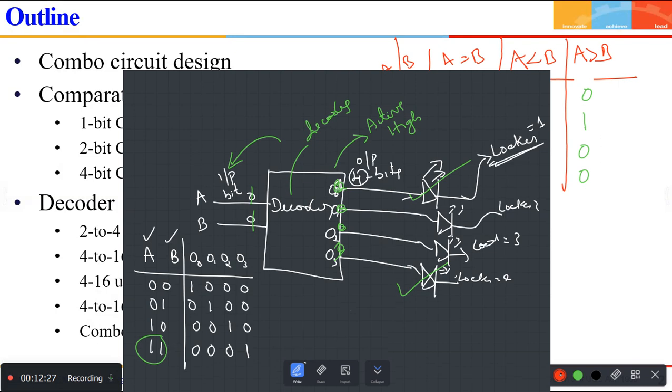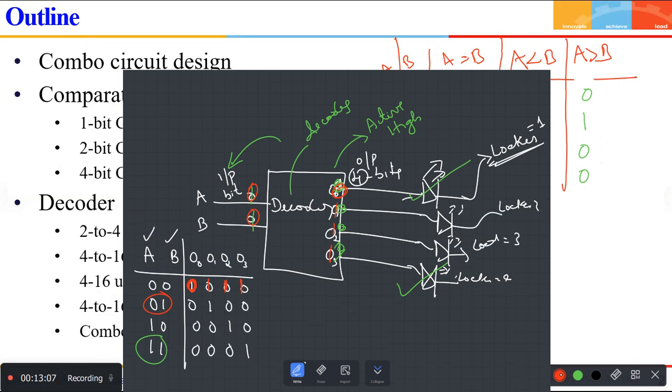Now what is active low? Active low is the reverse of that. In active low, what will happen? Listen carefully. If your input combination is 0, 0, this line will become 0, and all the other lines will become 1, 1, the complement of that. Now can you tell me, what about the combination 0, 1?